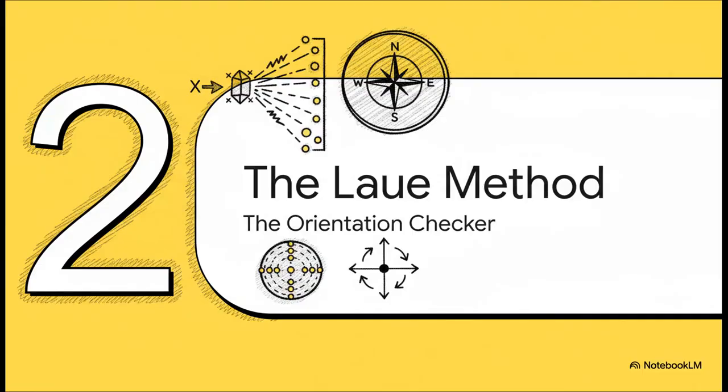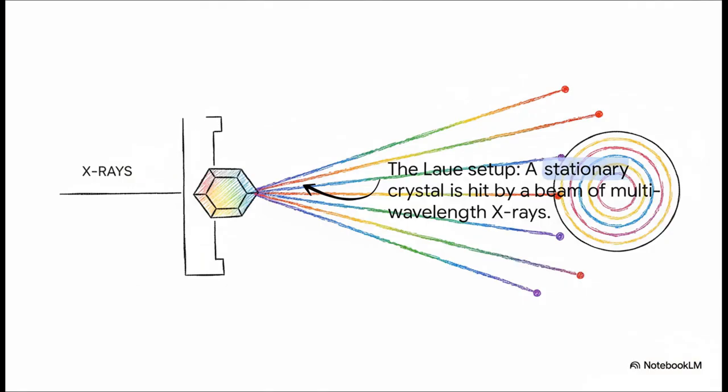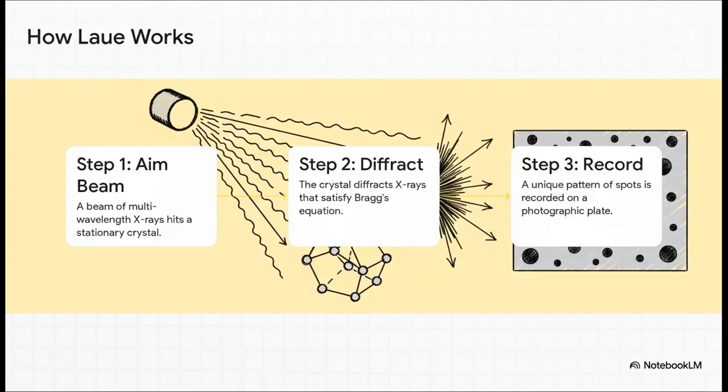So how do we actually generate these patterns? Well, let's look at the first tool in our toolbox, the Laue method. Its main job is to give us a quick and dirty way to figure out how a crystal is oriented in space. The setup for this is actually beautifully simple. You take a single crystal and you hold it completely still. Then you bombard it with what we call white X-rays. That just means the beam has a whole bunch of different wavelengths all mixed together, kind of like a rainbow of X-rays.